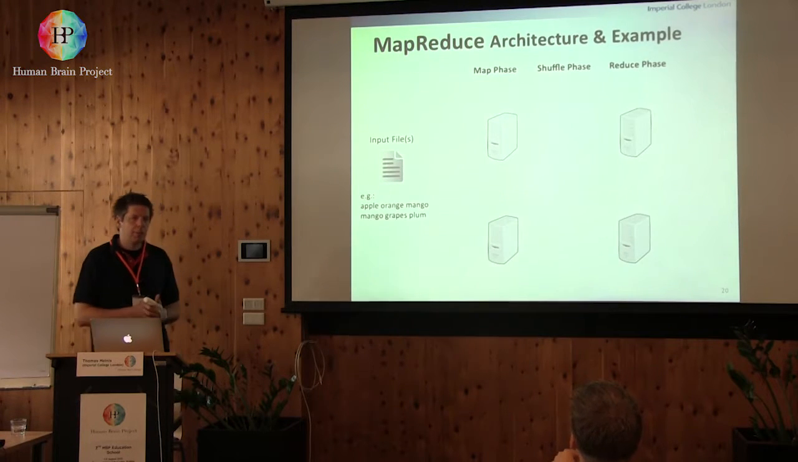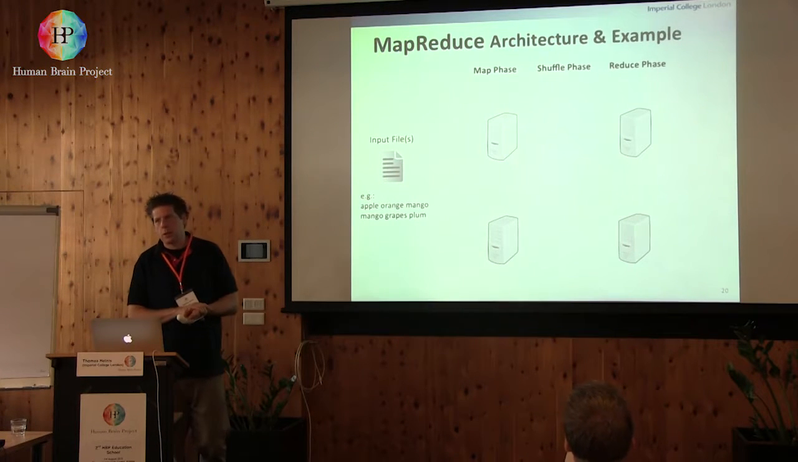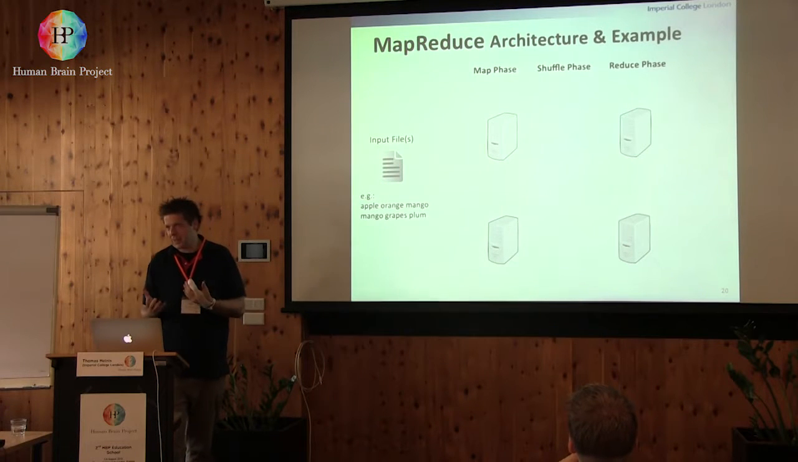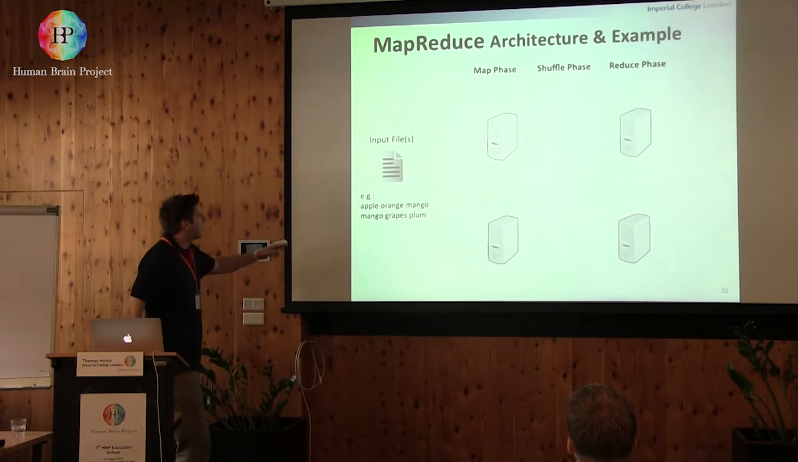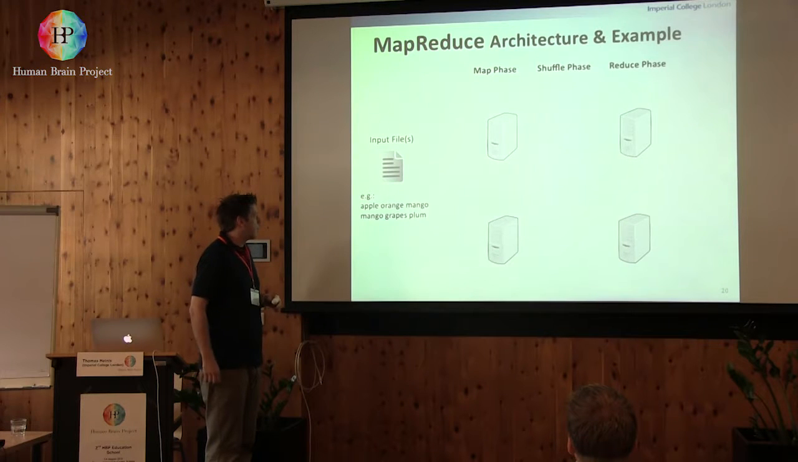It's a very simple, standard example from MapReduce, which is about counting words in a document. It's not the most interesting application, but it's at least one that can be parallelized very easily. So we have an input file with two lines, one with apple, orange, mango, and one with mango, grapes, and plums.